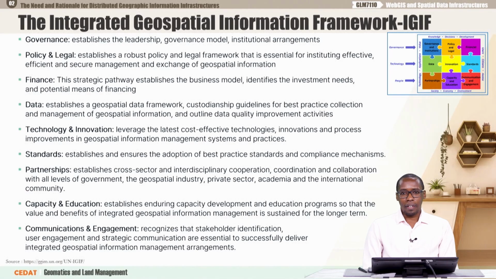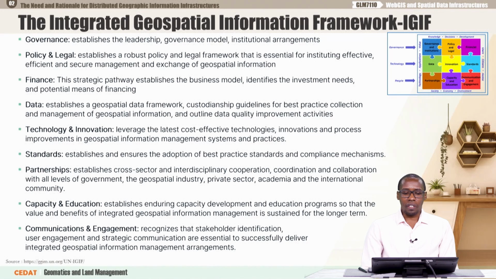The last pathway is communication and engagement. We need to recognize that there are many stakeholders as far as the NSDI is concerned, and we need to make sure that these stakeholders are in tandem and can communicate with each other. This communication is very critical for us to deliver an integrated geospatial management framework within the country.